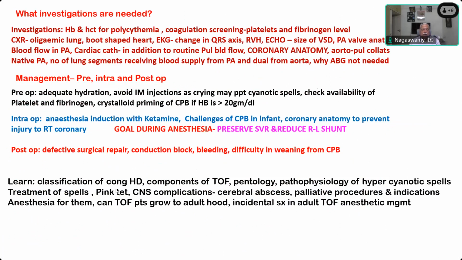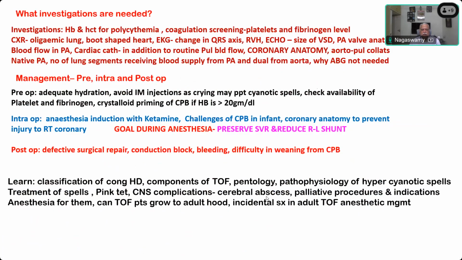But if you do an echo, you will find all the defects that you describe in the tetralogy will be present. And that patient is called the pink tet, who may not have that much of desaturation, and they do very well, and they live up to adulthood and do normal work, everything without any problem. Okay? So that is one variant of tetralogy of Fallot.